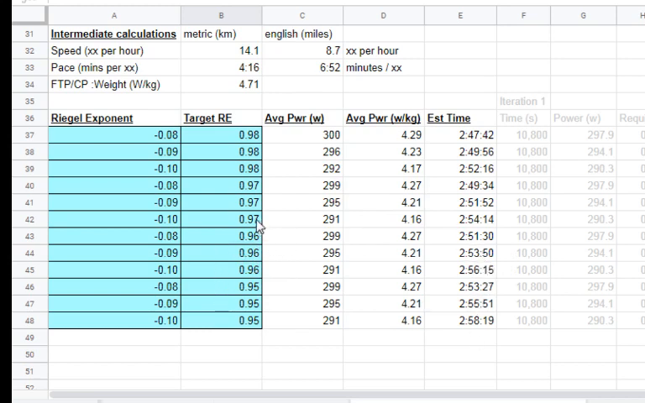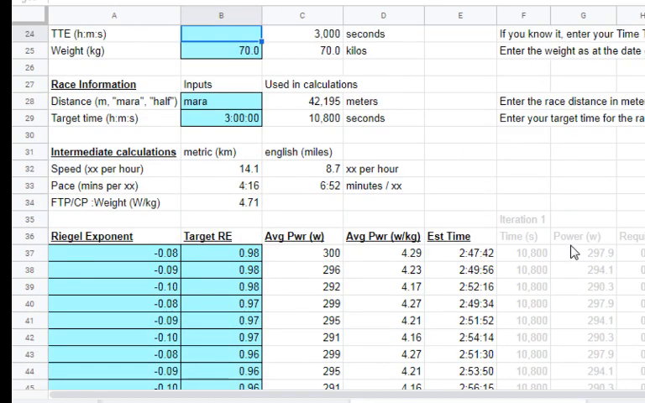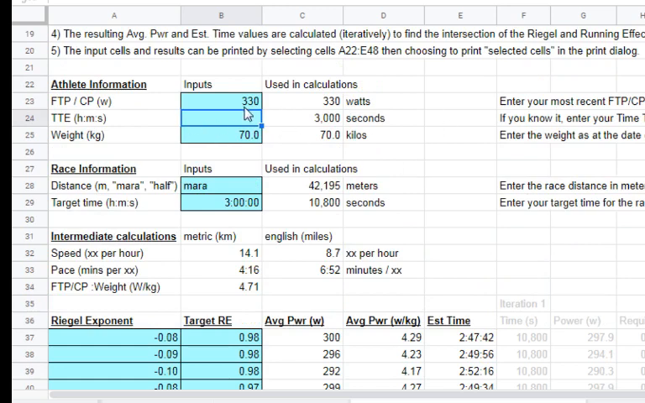So if he's got a better running effectiveness, a 330 watt CP might put him in the money for that 2:50. If it's 0.96 and worse, then it's not likely. So let me try one more. I should also add at this point that 330 watts is a 6.5% improvement over his current 310 watt value. So let's go to 340.